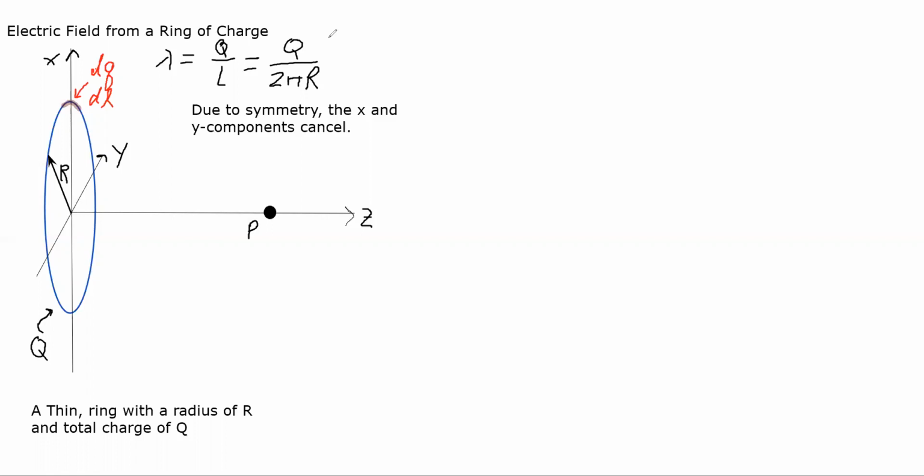Okay, so now let's draw a little guide line to help me draw it. So this little piece of charge on top of the loop here is going to produce an electric field going in this direction.